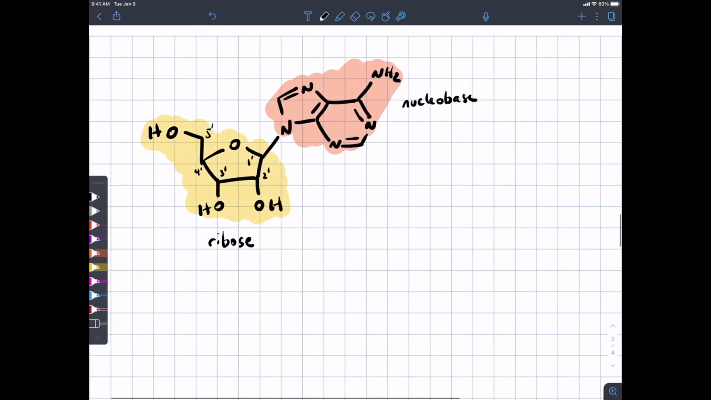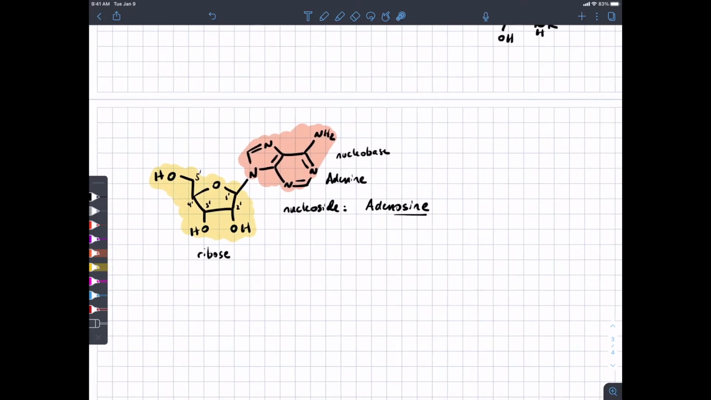When you put ribose and adenine together, it forms, like we've said, an N-glycoside, which we're going to call a nucleoside. And the name of that is going to be adenosine. So if you hear people talk about adenosine, what they mean is adenine attached to ribose, right?